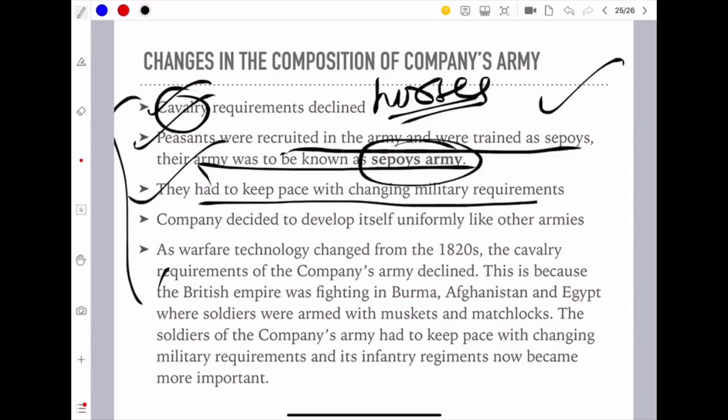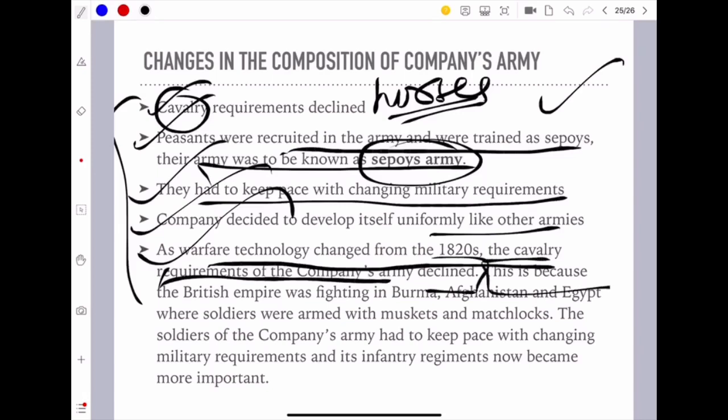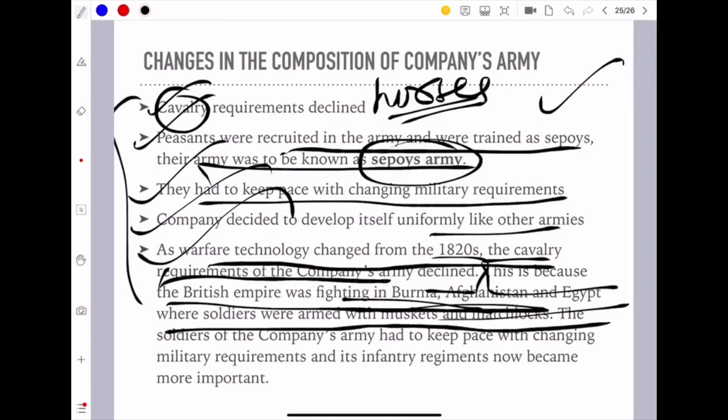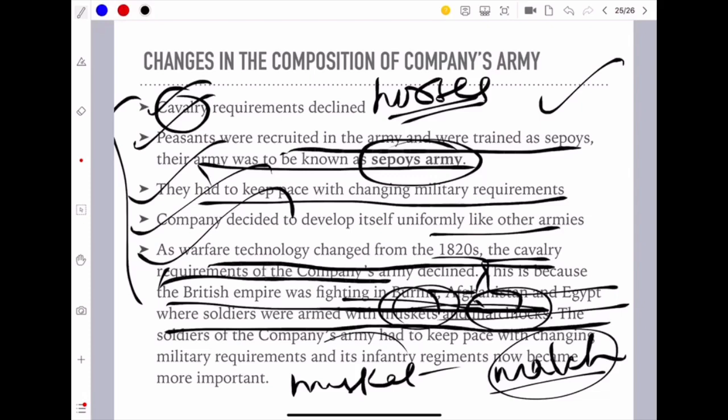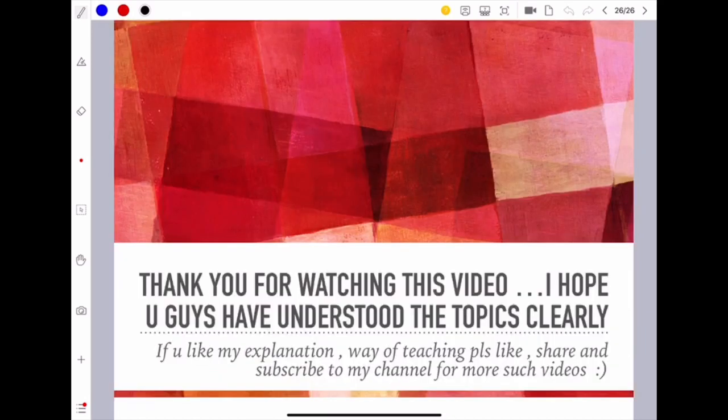They had to keep pace with changing military requirements. The company decided to develop its army uniformly like other armies, as warfare technology changed. Cavalry requirements declined because the British were fighting in Burma, Afghanistan and Egypt with muskets and matchlocks. Matchlocks and muskets, these two were guns, to keep pace with the changes.